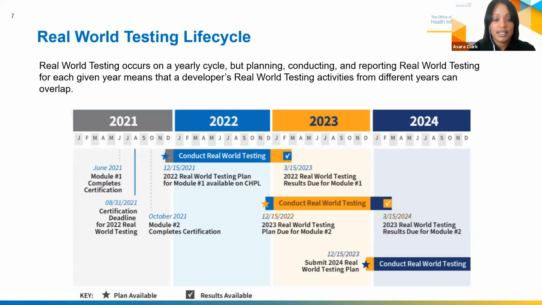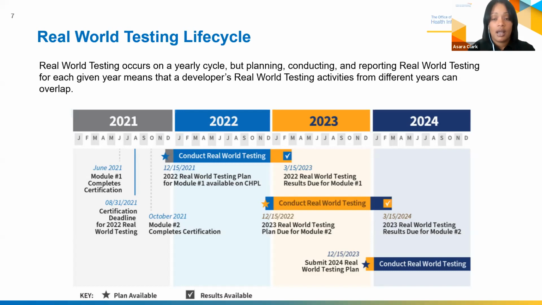But just note that, as I mentioned, there is a lot of overlap in conducting the planning, conducting, and reporting for real world testing. So again, in the example for this year, when you're conducting that 2022 real world testing, you're going to have the August 31st, 2022 deadline approach, where all certifications that have been issued as of August 31st, 2022 need to be included in a plan that you're going to develop for your 2023 real world testing. So you'll be wrapping up your 2022 plan, and then you'll also be planning for the following year.